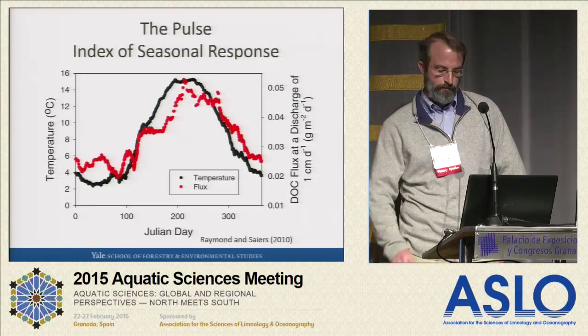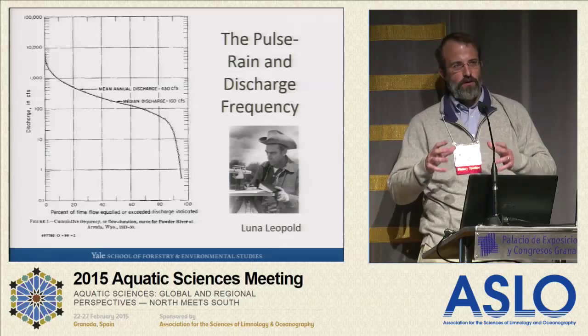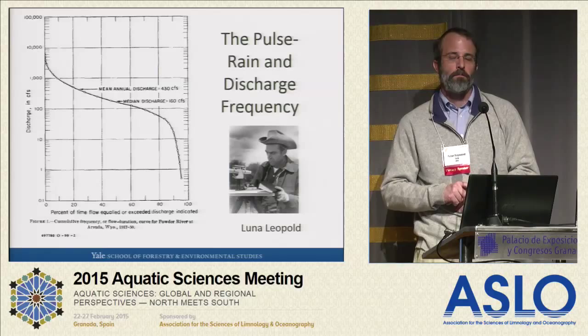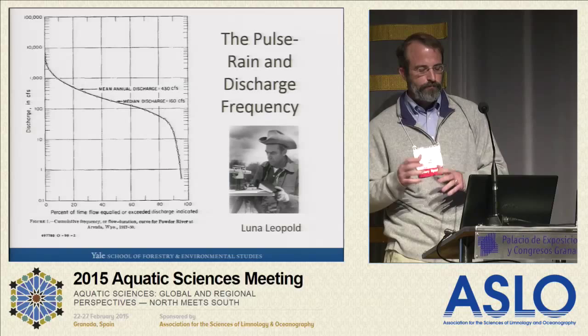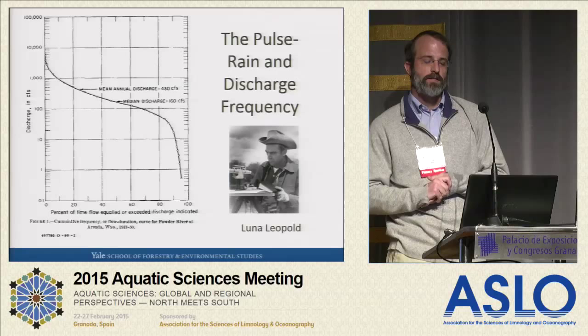And so I'm going to now start to walk through a very simple mathematical model where we try to develop this concept, but also create some hypotheses from the model. And the first thing you want to do is get an idea of the frequency of these events. And this has been something that's interested hydrologists for a long time.